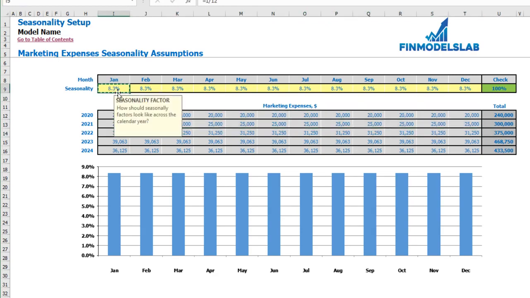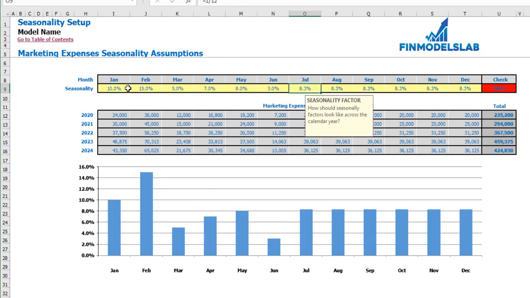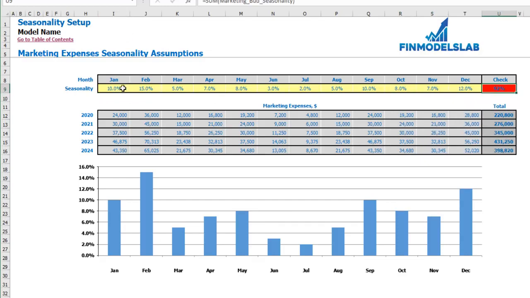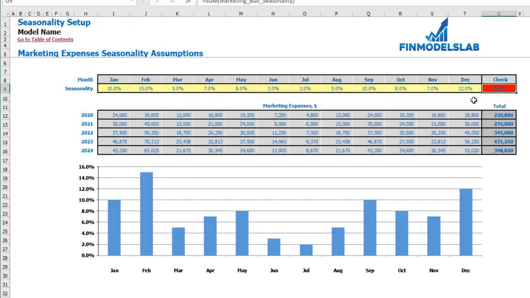But if you need them, you can input some assumptions or allocate 100% of your marketing expenses across the year. For example, 10%, 15, 5, 7, 8, 3, 2, 5, 10, 8, 7, and 12. As you may see, I just set up the seasonality across the months, and I see the red check. That's because the total across the year is not 100%. It should always be 100%, so let's adjust.